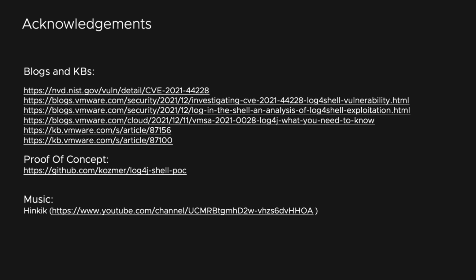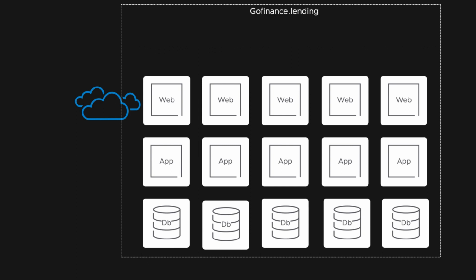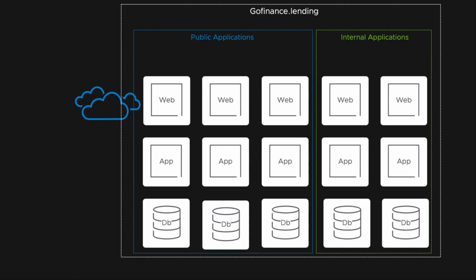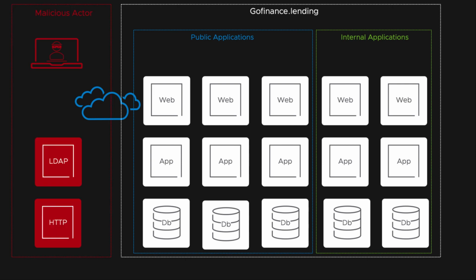For this demo, we have created an organization called GoFinance. They're hosting a number of applications in their data center. Some of these applications are intended for customers and are exposed to the outside world, while other applications are only exposed to employees on the internal network. A malicious actor discovered one of the public applications is vulnerable to the Log4Shell exploit and will attempt to use this to gain initial access into the GoFinance environment.